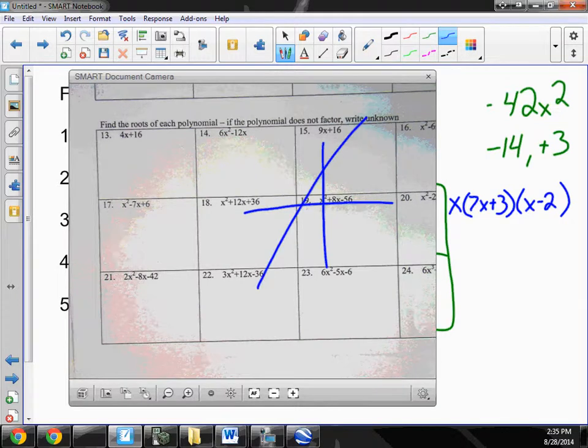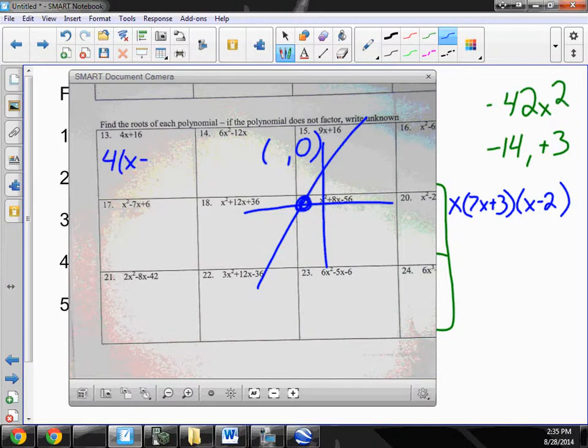So let's say that's the graph. What do I know about that point? It's something 0. So the y value is 0. So if I take number 13 and I factor it, 4 times x plus 4, and I want to know where does it touch the x-axis, that's like saying, where does y equal 0? And that will force the equation to tell us the x value.